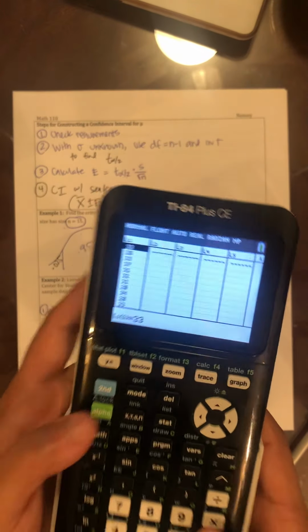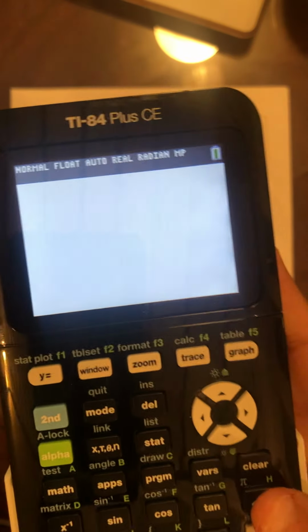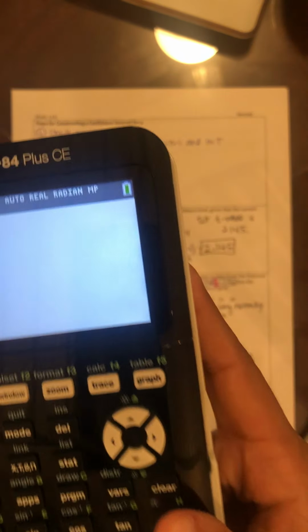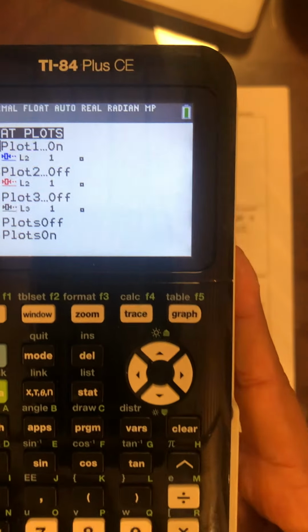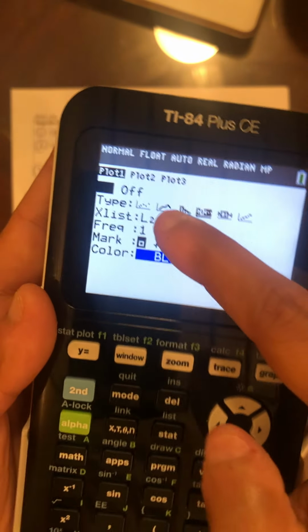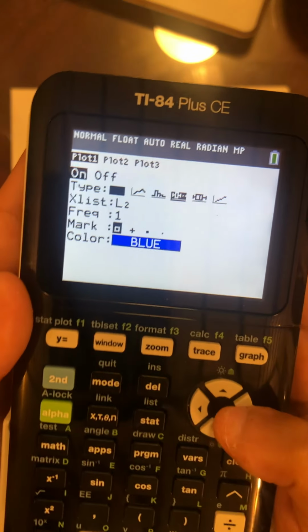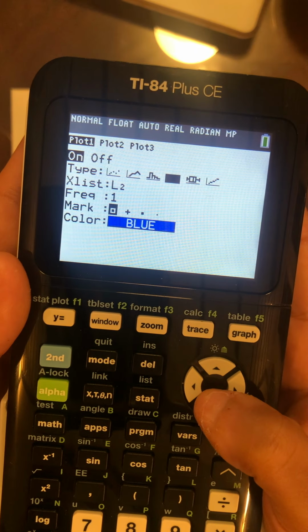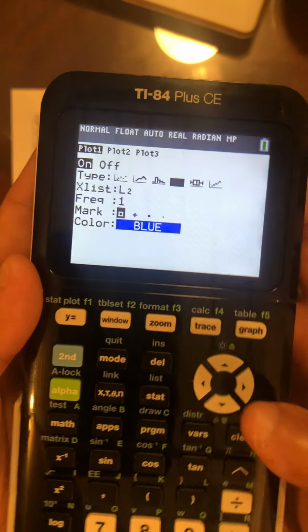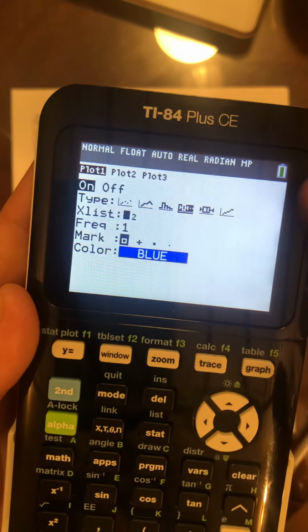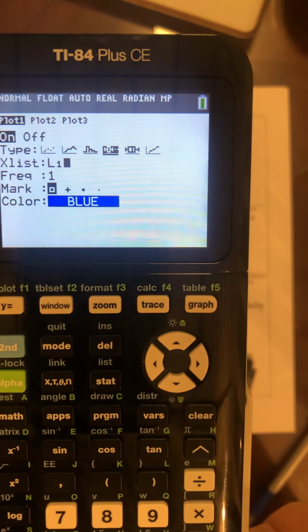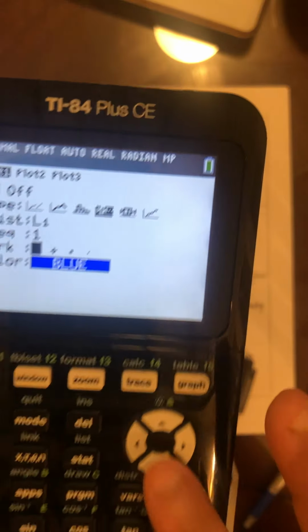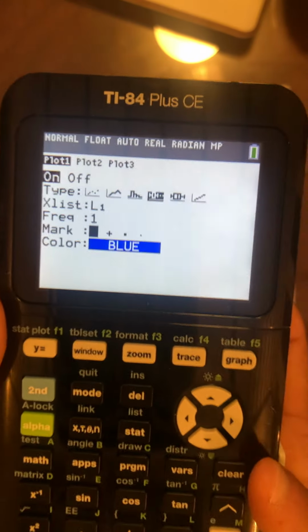And then the next thing you're going to do is quit. How you quit is you hit second mode. And we're going to go ahead and draw in the stats. So we go to second, y equals, which is second stat plot. And you're going to go to the first one, and if it's flashing off, you're going to turn it on. And you're going to go to the one that is a box plot with the outliers, because you want to say there's no outliers. And then you're going to go to X list. Now we want this to be L1 because that's where I typed in the information. So I'm going to go to second 1. Frequency is going to stay 1. The color mark doesn't matter. The color doesn't really matter to me.